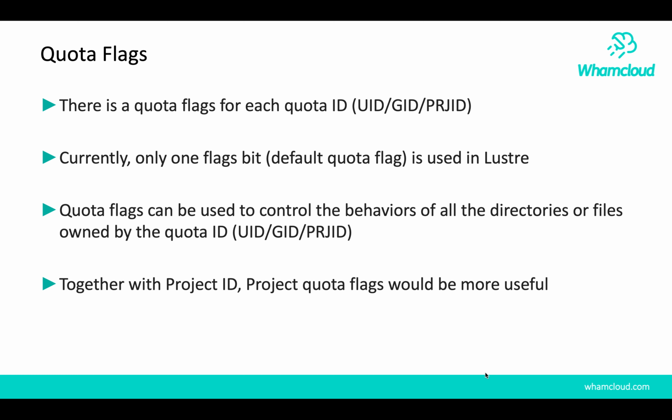Combining the project quota ID and the project quota flag will be more useful because the project ID is used to manage the files at a higher level than the group ID or the user ID. The project ID is directory-oriented or task-oriented. The user ID or group ID is user-oriented. Then the access control enforced by the project flag will be more focused on some kind of task and is more useful at task level.